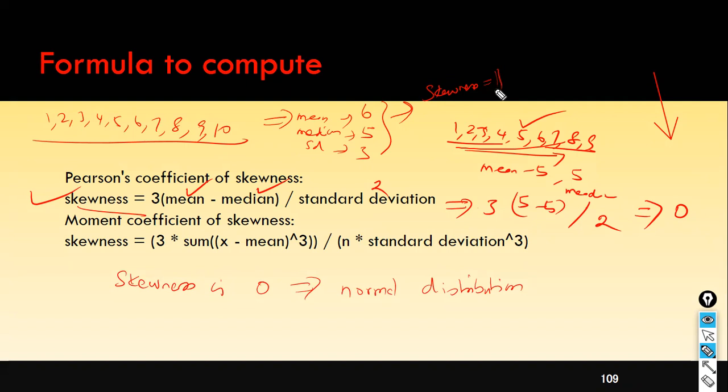If the skewness value is more than 0, that means it is a positive skew, right skew. If the skewness value is 0, it is normal distribution. If the skewness is greater than 0, that means right skew. If it is less than 0, that means left skew. That's all.